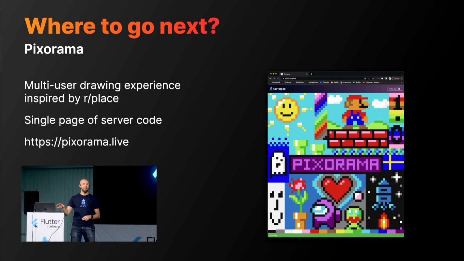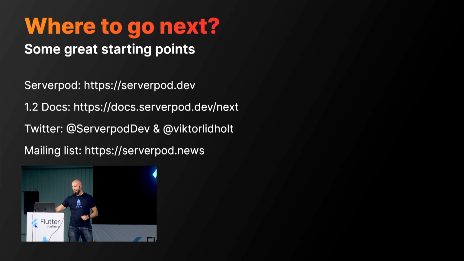And the server part of this is a single page of code, so that's pretty neat. That's a fun demo. And obviously, you can go to serverpod.dev to find anything you need there. And to find documentation for 1.2, our pre-release, you go to docs.serverpod.dev/next, or you can also select it in the list. There's a next version there.